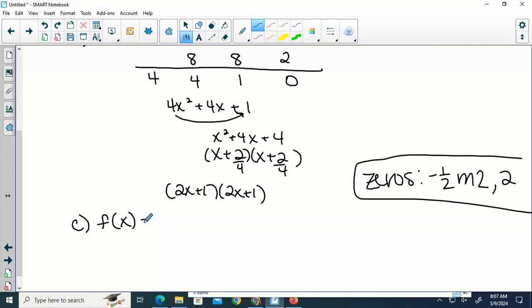Okay, and then part C said write the factored form. So that's when you say f of x equals, we have the 2x plus 1 twice, so we could say squared, and then we have a x minus 2 because of the 2.